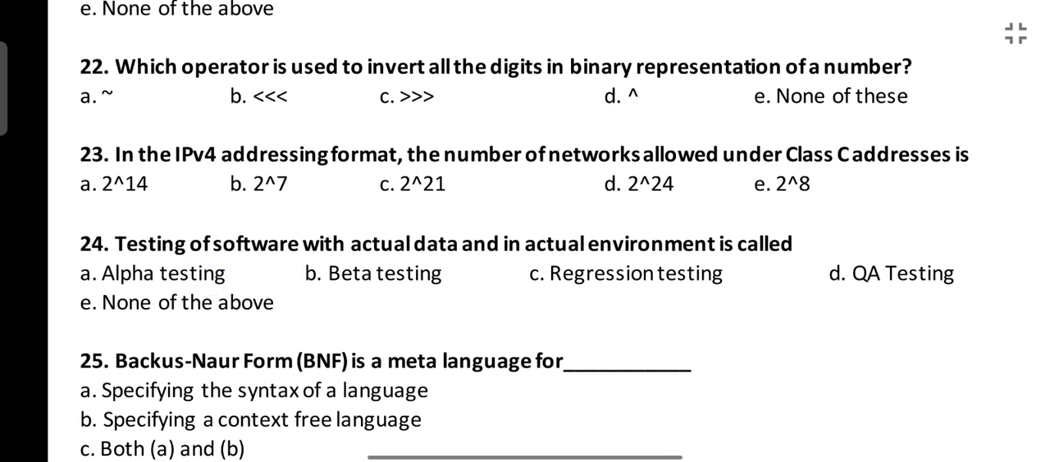Next is which operator is used to invert all the digits in the binary representation of a number. So tilde we use. It changes 0 to 1 and 1 to 0.